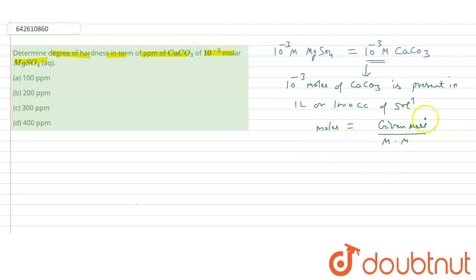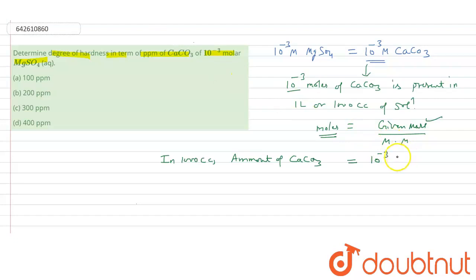So if I want to find out the amount of calcium carbonate, that is the given mass, then in 1000 cc, the amount of calcium carbonate becomes moles times molar mass. We have the moles, that is 10 to power minus 3, so I can put the value of 10 to power minus 3 here.